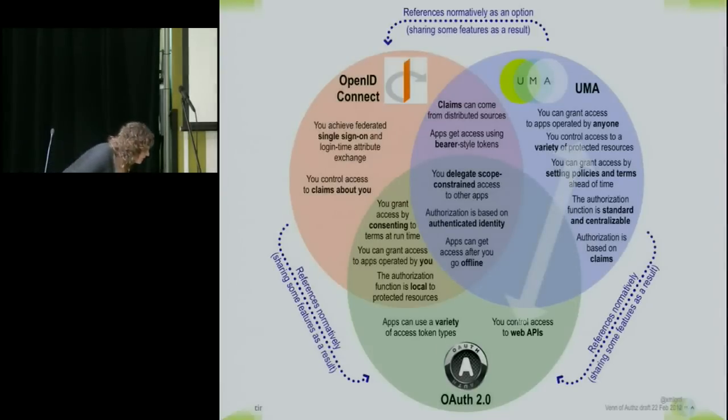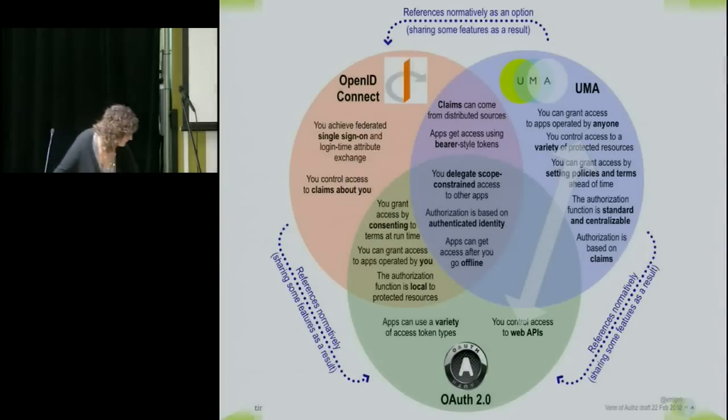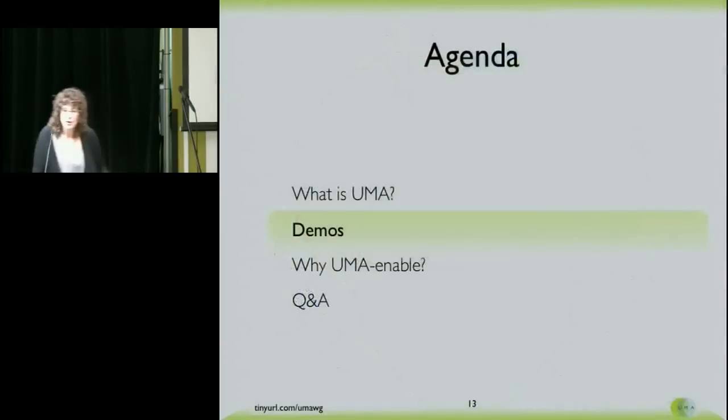Finally, OAuth really specializes in protecting web APIs, and OpenID Connect specializes in protecting identity claims. And UMA just says, whatever, if it's kind of web accessible, we protect it. Okay, on to demos.